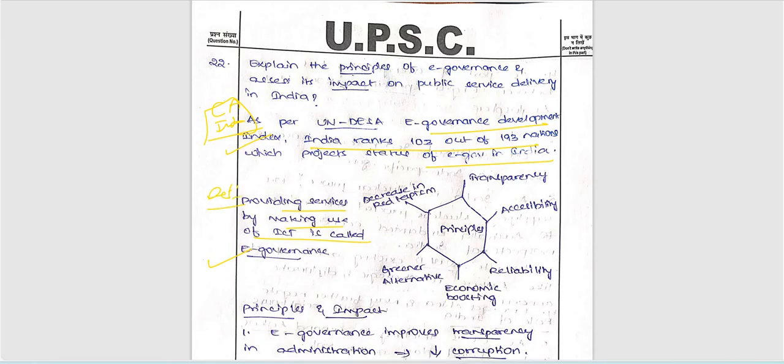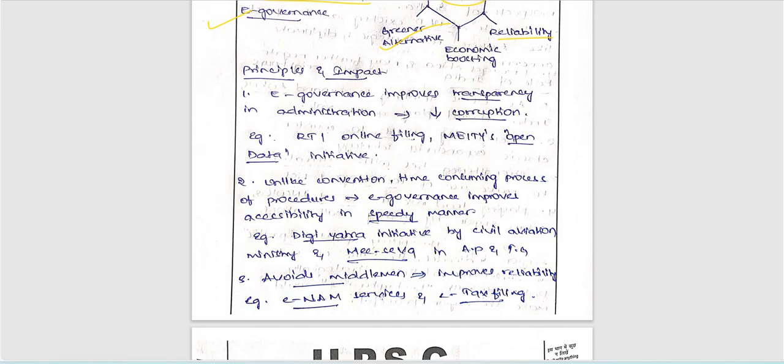Other than that, he has included a flowchart covering all the principles of e-governance: transparency, accessibility, reliability, etc. Here he has explained different types of principles and impacts together, because the principles are connected with positive impacts also. He has included both principles and impacts here. E-governance improves transparency in administration, for example, reducing corruption. Next, RTI online filing examples are there.